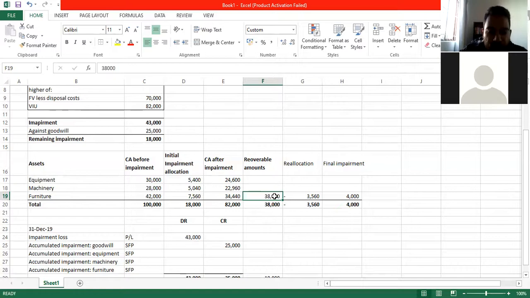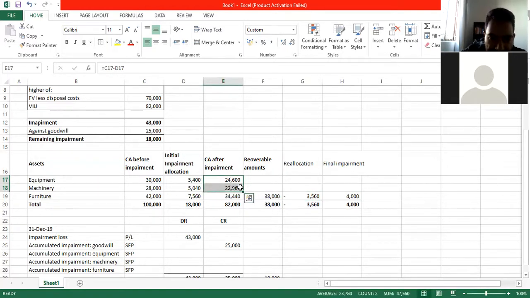So what we will have to do is a reallocation. We can't write off the asset by 7.5. It has to be less. So we have to limit the write down to $38,000. As a result, we have to reduce this impairment of 7.5 by 3.5, which gives us a final impairment of $4,000. And the remaining 3.5 we will have to split between these assets over here.